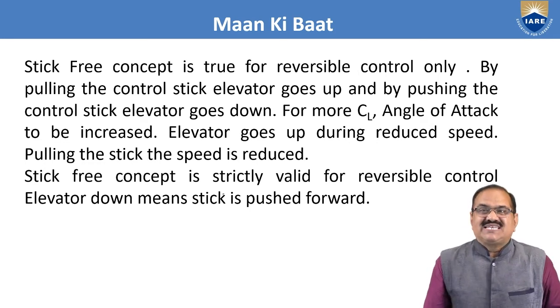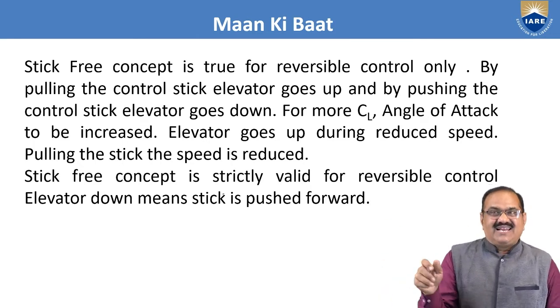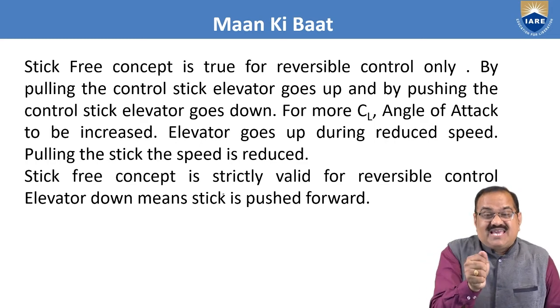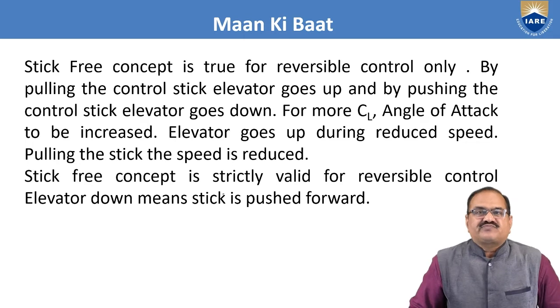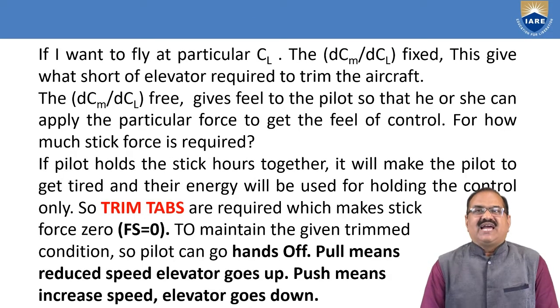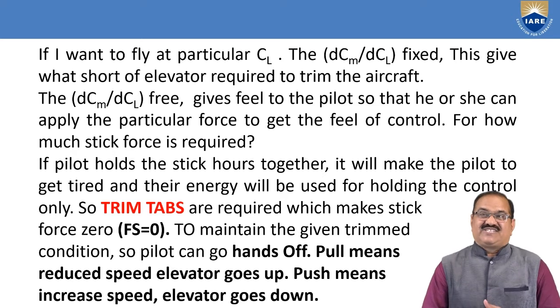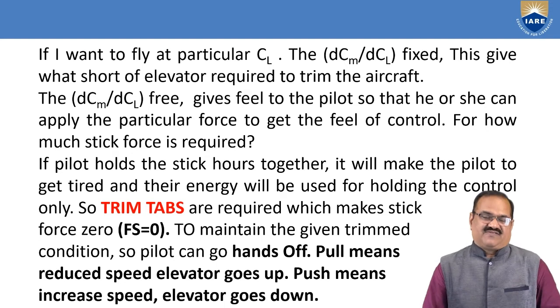Elevator down means the stick is pushed forward. If the elevator angle is positive, then you are pushing, making the stick go forward. That is the meaning of pushing. So if I want to fly at a particular coefficient of lift CL, the dCm/dCL stick fixed gives what sort of elevator is required to trim the aircraft.